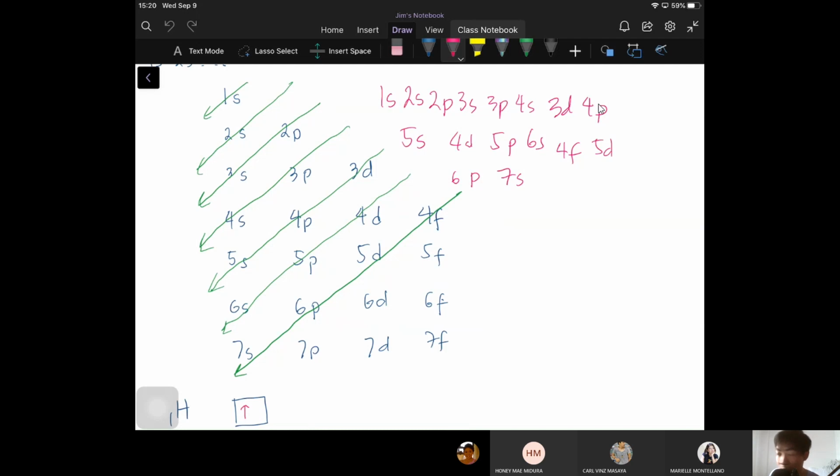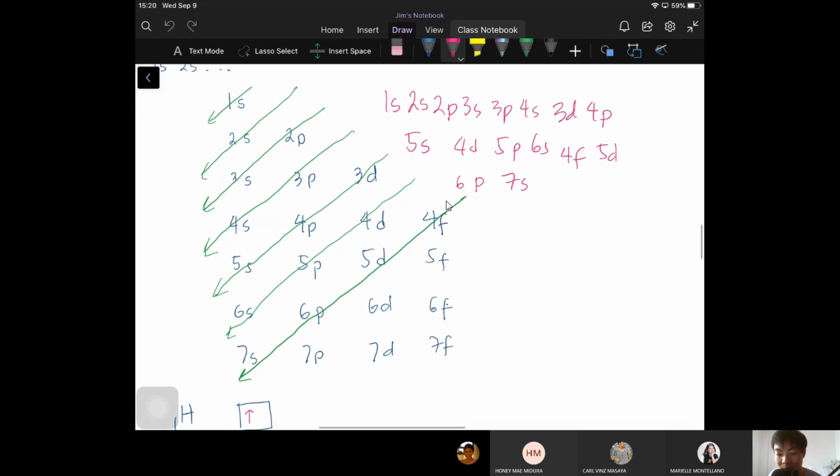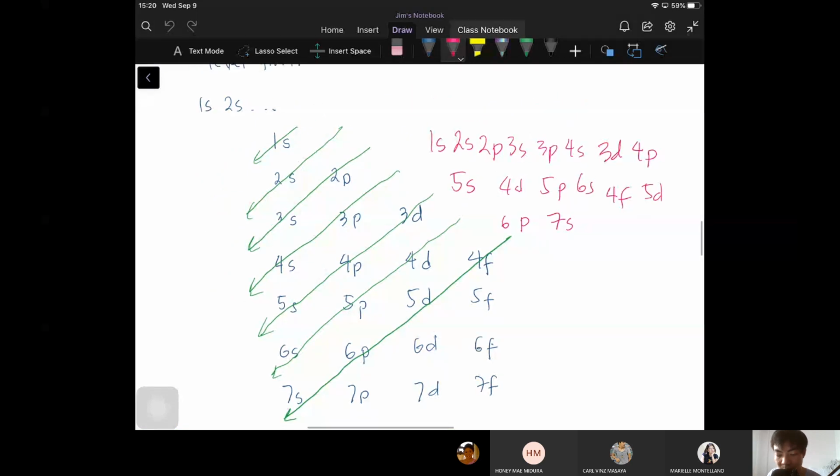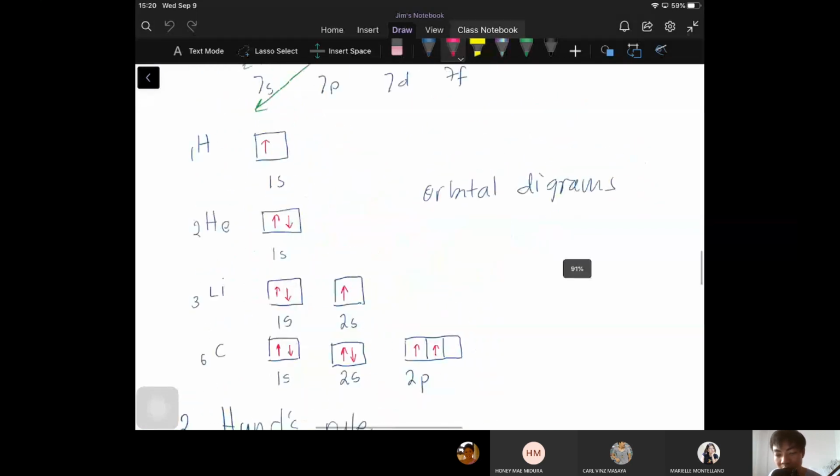So, ito yan. 1s, 2s, 2p, 3s, 3p, 4s, 3d, and so on. And you don't have to memorize this because you can do the diagram. No-brainer lang yan. Maggawa ka lang yan, tapos mag-diagonal ka. May sagot ka na, di ba? Kaysa magkabisado, sayang yung brain space eh. And then, ayun.